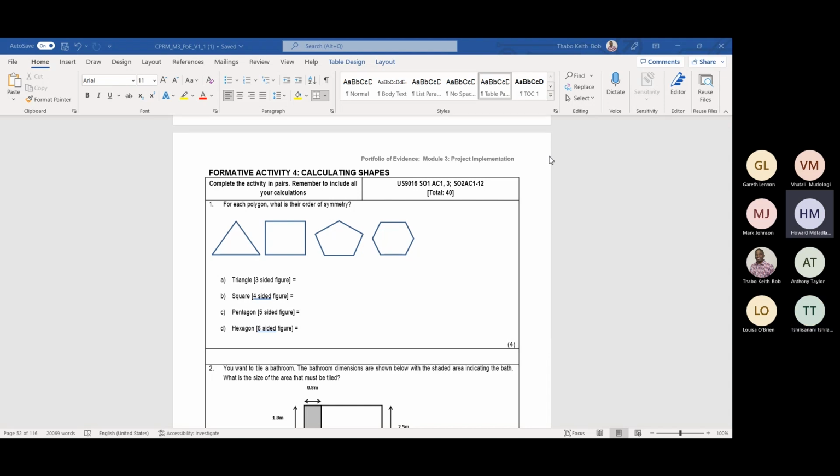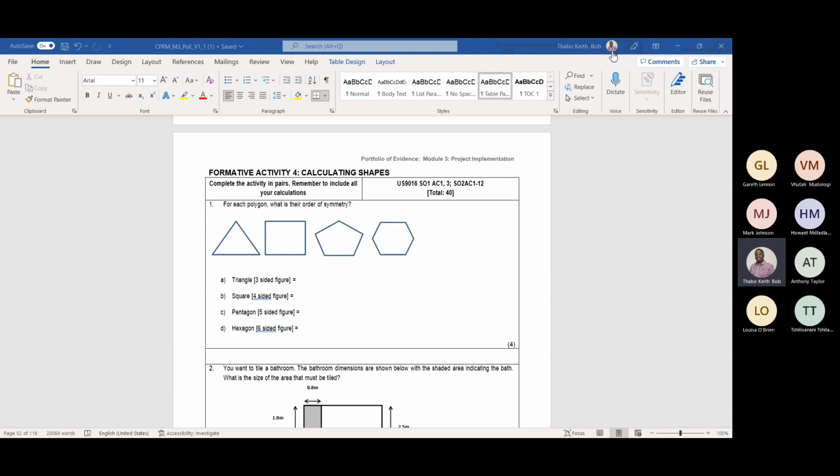I just checked what order of symmetry means on Google. It says the number of positions in which a figure can be rotated and still appears exactly as it did before the rotation. That's what the order of symmetry is. That's why I was talking about the rotations and all that.